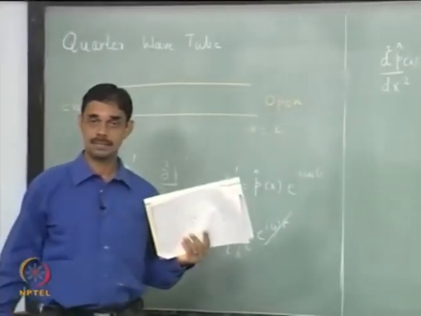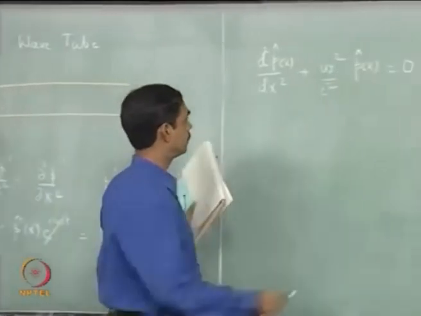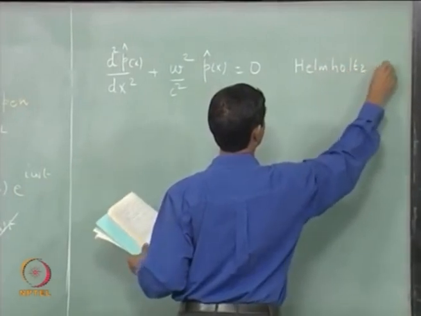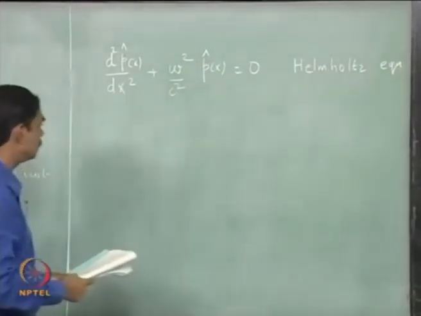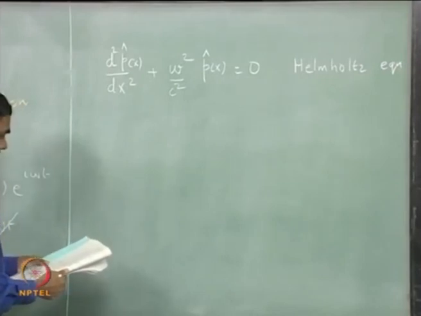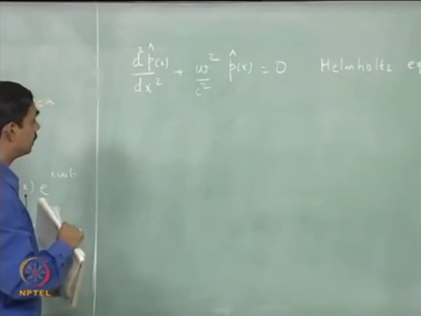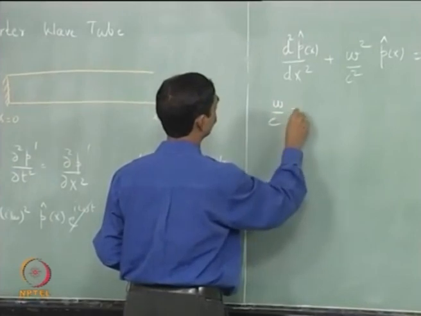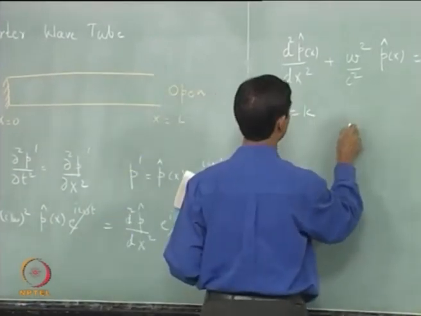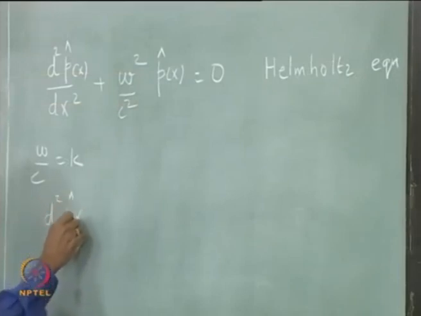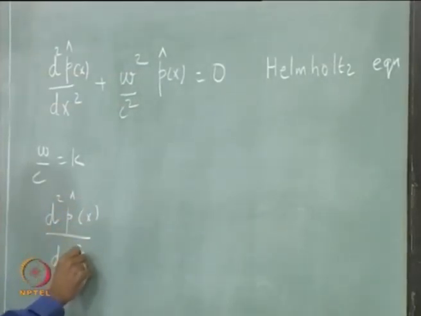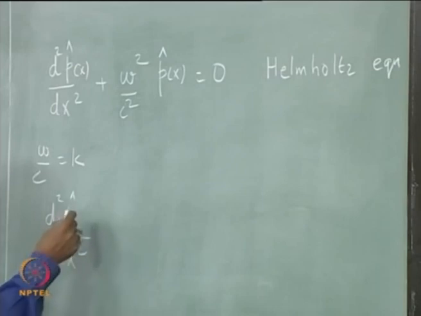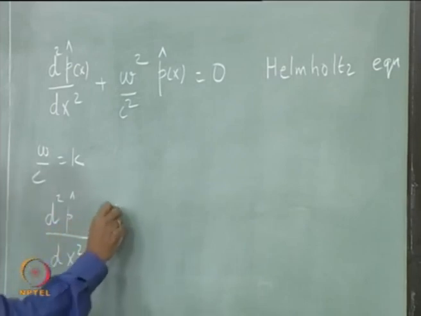Is this okay? Any mistakes? If there are any mistakes, please point out. This is the Helmholtz equation. We can rewrite omega over c as k. So we can indeed rewrite this equation as d squared. I think from now on I would not write this dependence on x explicitly. I guess by now we are clear that p hat depends on x.